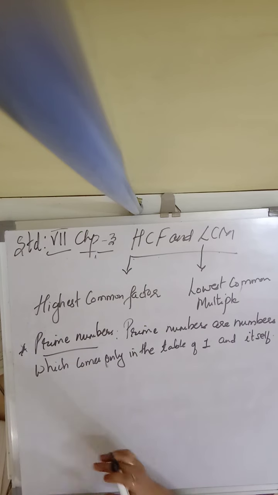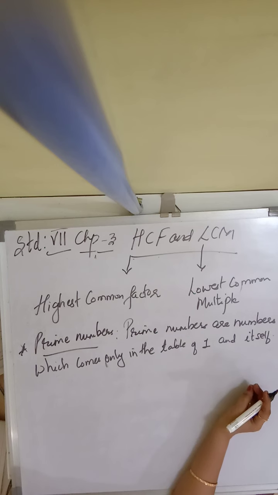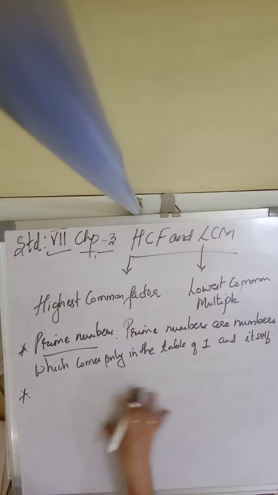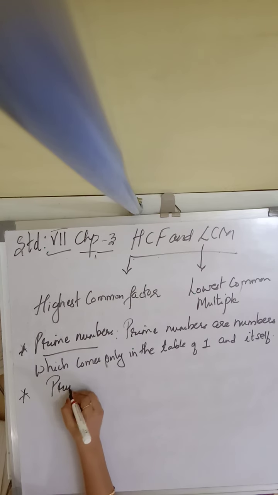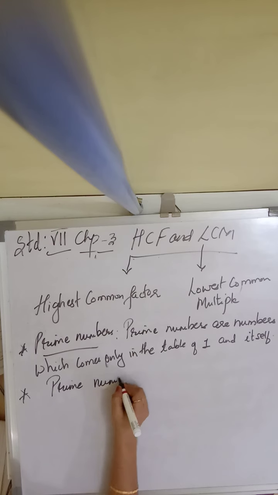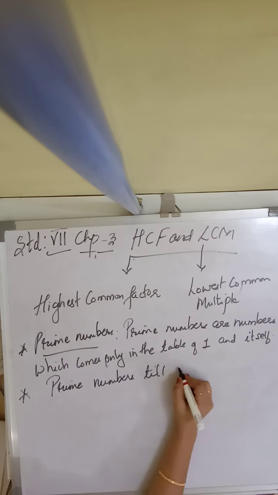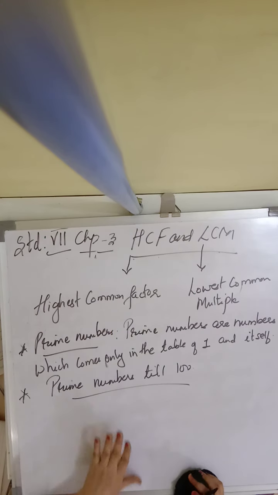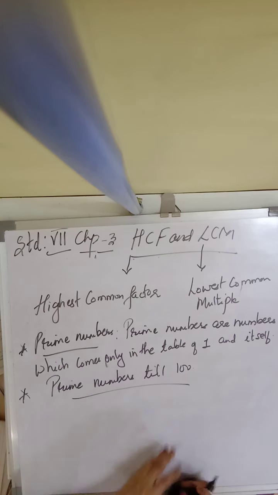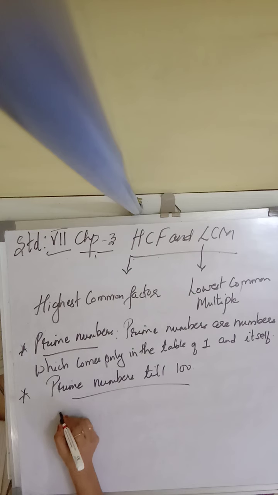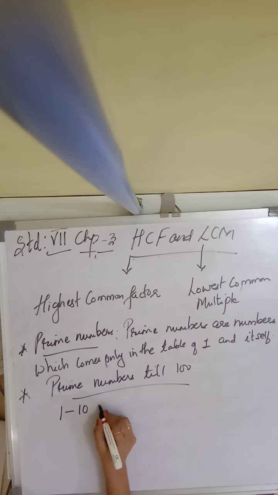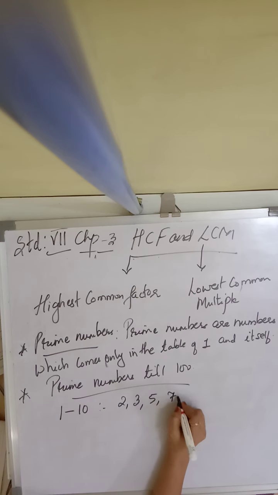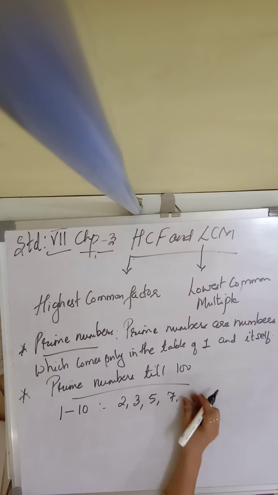Now, last time you learned to write prime numbers till 100. So after this definition, leave half a page, because you need to write all prime numbers till 100. You can make pairs. Suppose from 1 to 10, what are the prime numbers? 2, 3, 4 is there? No. 5, 6, no. 7, 8, 9, 10, no.